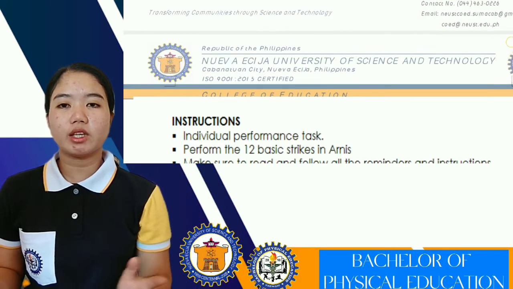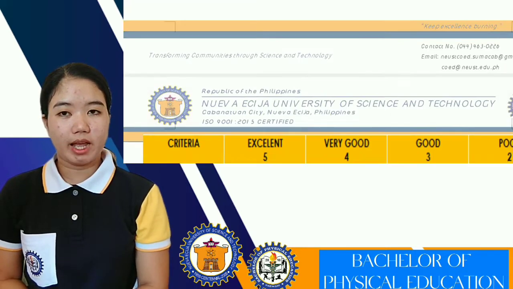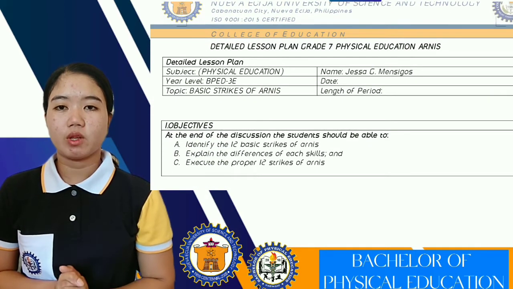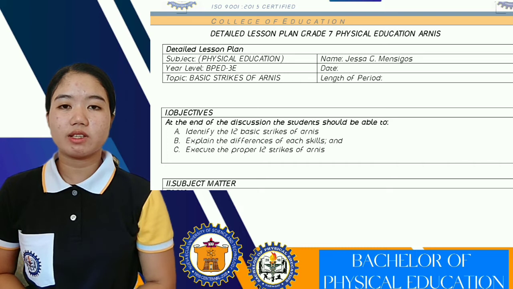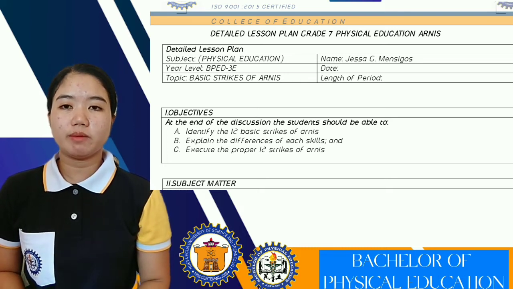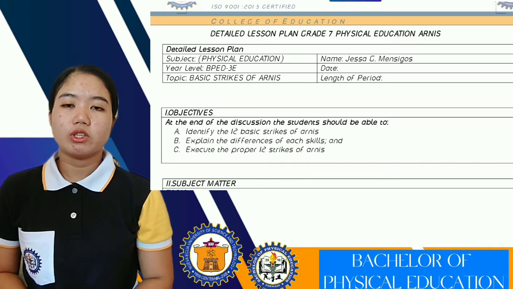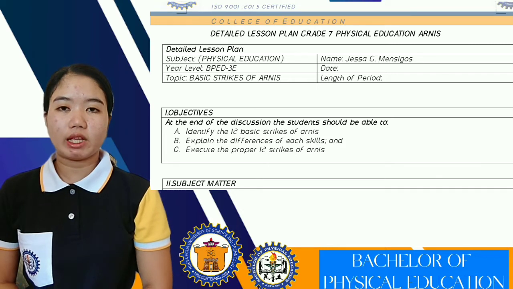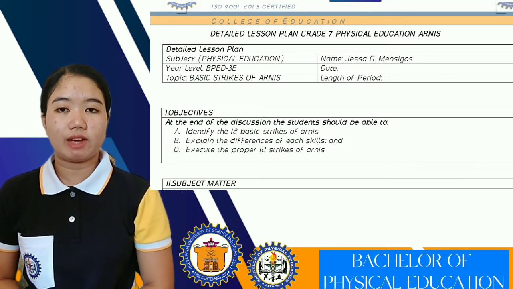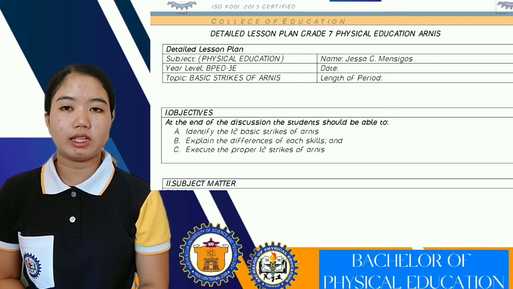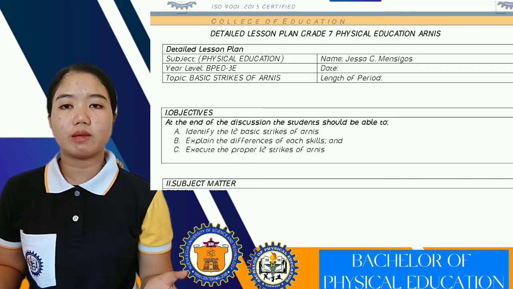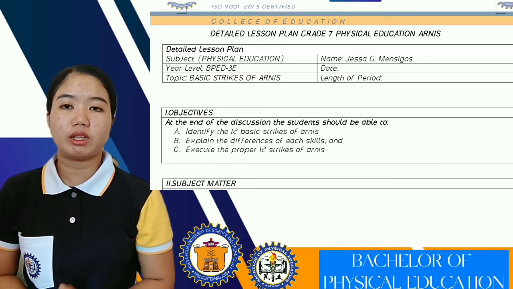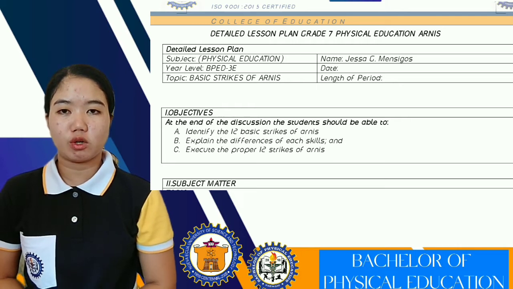So here are the important things when we are making a detailed lesson plan. The first one is the objectives. As you can see, the objectives state what the students will learn by the end of the lesson or module. This is what the teacher should start with: cognitive, psychomotor, and affective, which may include things such as identify, explain, and execute, etc. Making objectives will serve as the basis for the teacher on what should be done at the end of the lesson or discussion.